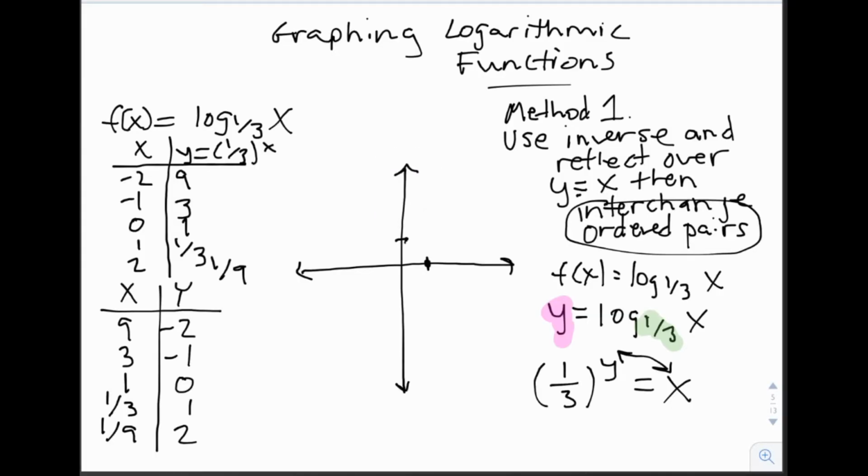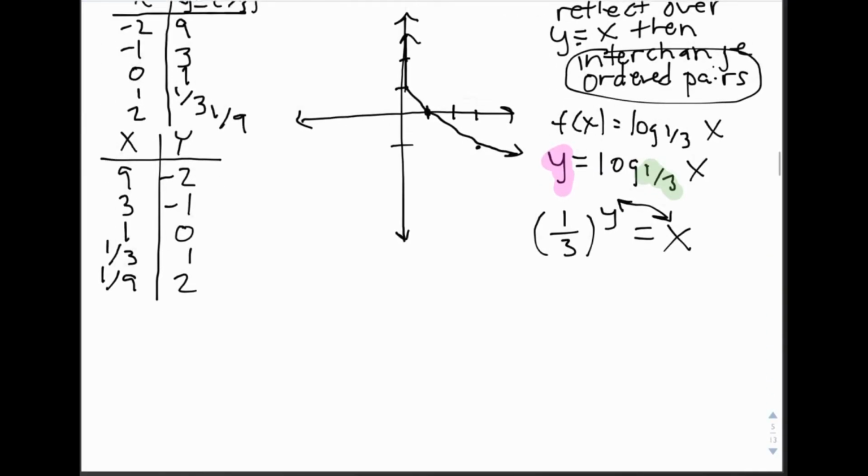And we have 1/9 at 2. And additionally, we have points at (3, -1) and all the way at (9, -2). So this graph should approximately look like this. Okay, so we are good to go for that example.